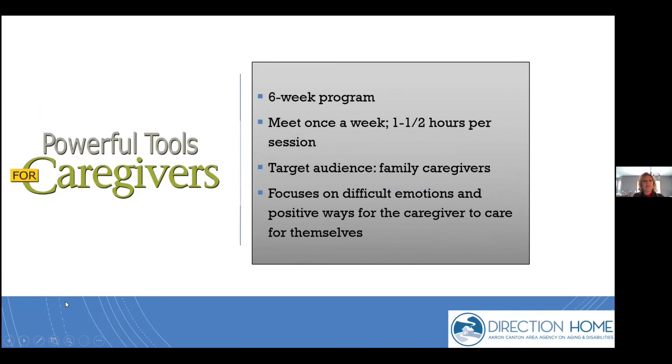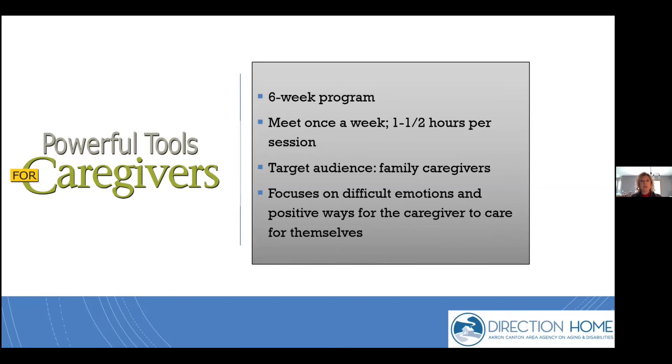And then we also have our powerful tools for caregivers. This is a 6-week program. We meet again once a week for an hour and a half per session. Now there is an option for a longer class. My co-leader and I that give this class, we've always stuck with the 1.5 hours per session for a couple of reasons. One, it's a long time, especially for caregivers, to sit down and commit, because we all know their lives are really busy and really chaotic and things pop up.